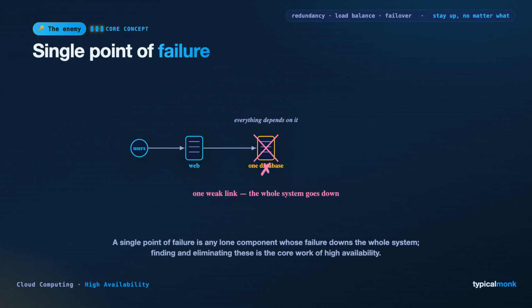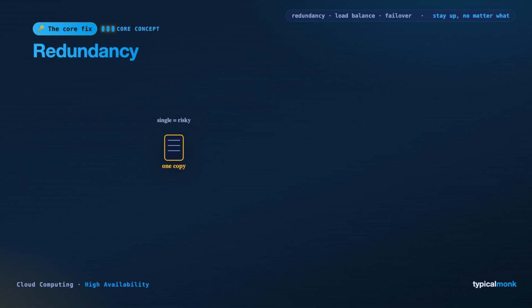So the takeaway? A single point of failure is any lone component whose failure downs the whole system: the one database, the one load balancer. And the core discipline of HA is to hunt them by asking, if this fails, do we go down? And then eliminate each one, almost always through redundancy. Redundancy is the single most important idea in high availability, and it is the direct cure for single points of failure. Let us understand it well.